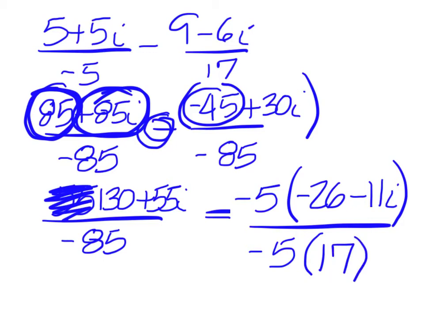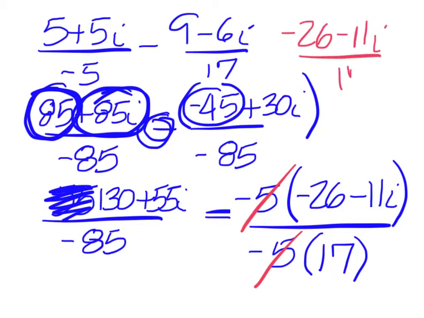Okay, so let's cancel where we can. I have no other markers here, so we'll go to red. These cancel out, and your final answer should be negative 26 minus 11i over 17.